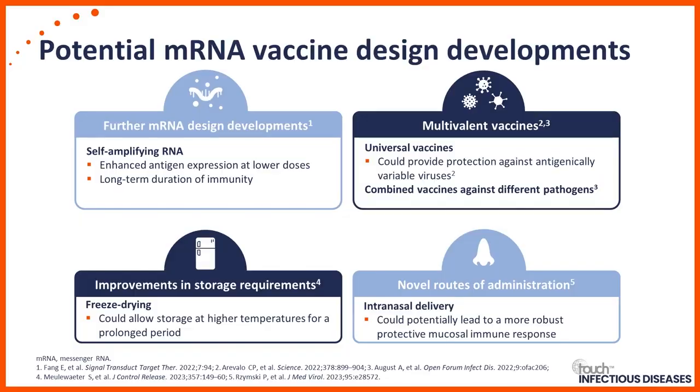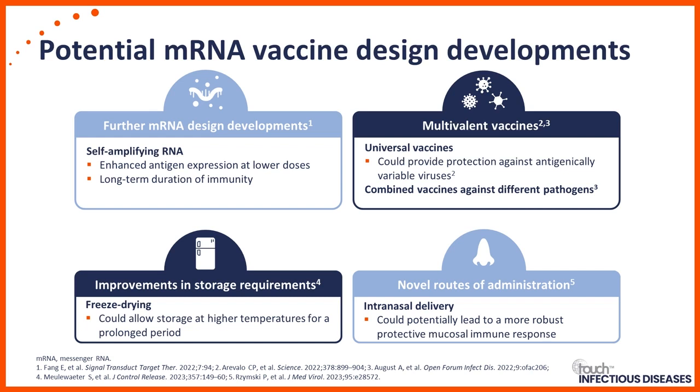I think one important thing that we have to work on is improvements in storage requirements. Something like freeze drying that would allow storage at higher temperatures for a more prolonged period of time. And this would go a long way to having it be more widely available globally and global equity.